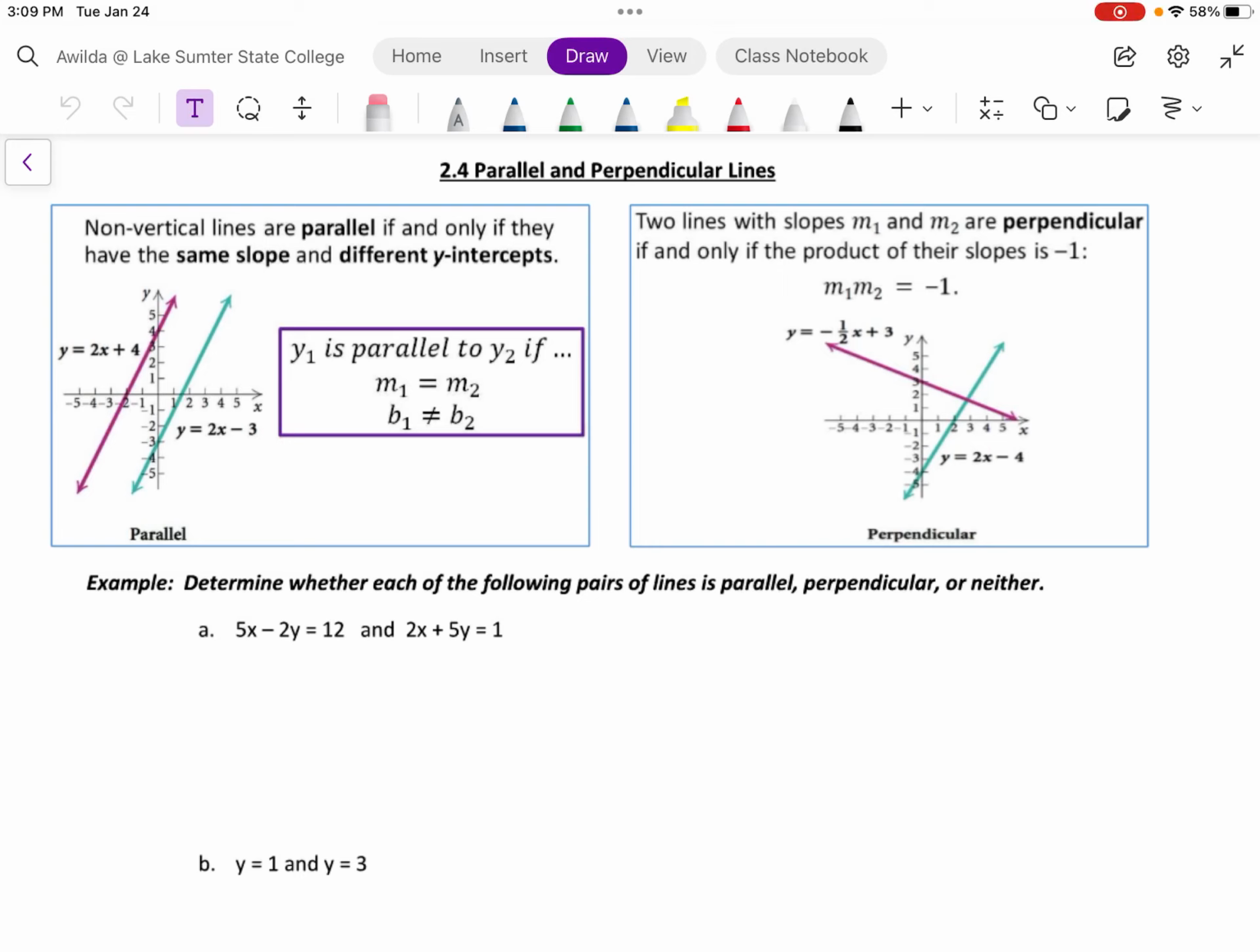In this video, we're going to talk about parallel and perpendicular lines. Let's first talk about how the slopes of two lines are related when lines are parallel. We have here that line y sub 1 is parallel to line y sub 2 if the two slopes are equal, yet they have different y-intercepts.